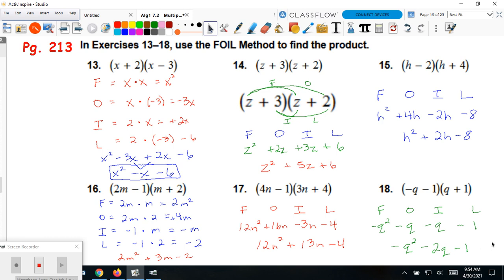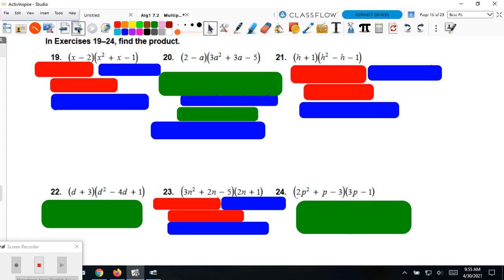So hopefully you were able to get those correct, and if you did not, then just go ahead and take a look, pause it and see if you can figure out what you may have done wrong. Simple mistakes are usually the problem on some of these. Just a quick, easy multiplication mistake might happen. So that's why you want to be really careful as you're multiplying these out. All right, let's move on to number 19 through 24.